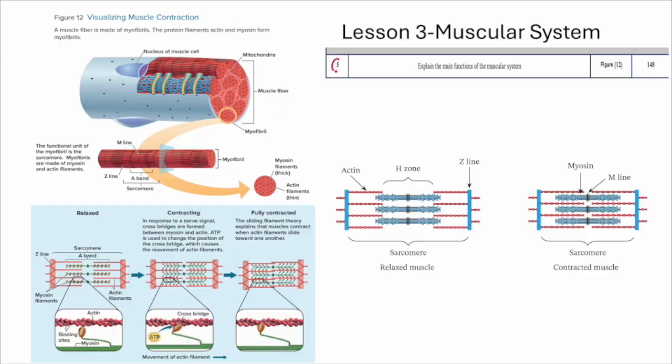Question number 5 will be from page number 148, figure 12. Explain the main function of the muscular system. So here you have the picture, that is figure 12. You have the picture of the sarcomere.